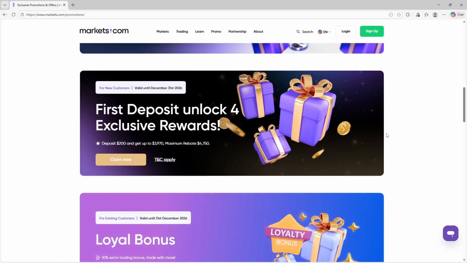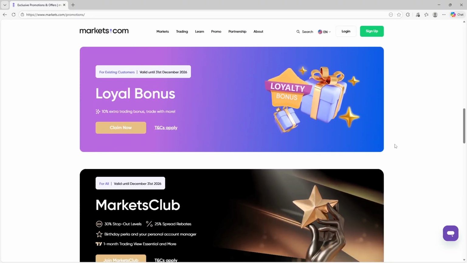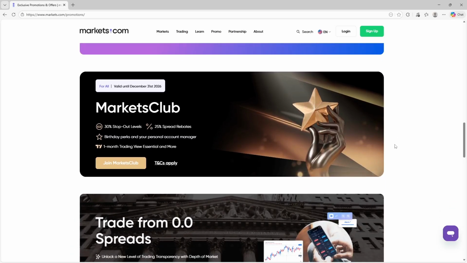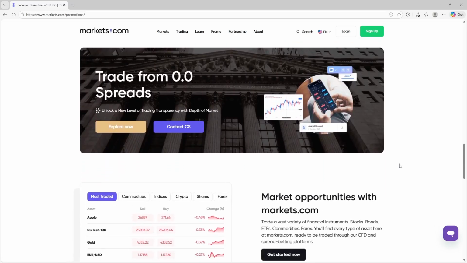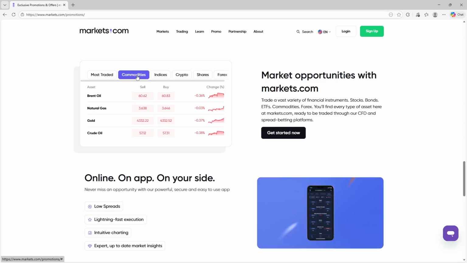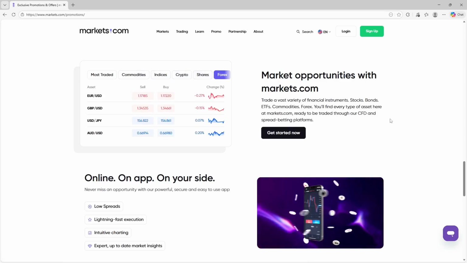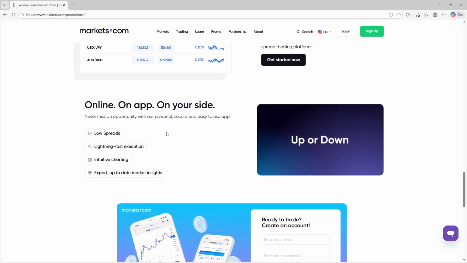These offers often include deposit-based bonuses, first trade incentives, and trading rebates that scale based on trading volume, all governed by specific terms and conditions. Because of this structure, the true cost of trading on Markets.com is primarily embedded within spreads, overnight financing charges, and instrument-specific costs rather than presented as transparent, line-by-line pricing.